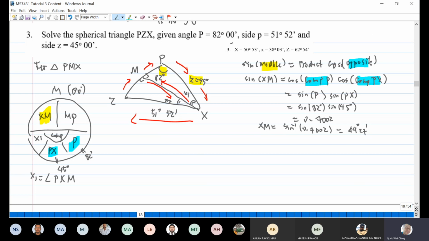So this is XM, but there's also another one. XM is equal to 180 degrees minus 44 degrees 27 minutes. So you minus from 180. Then you get 135 degrees, 33 minutes.